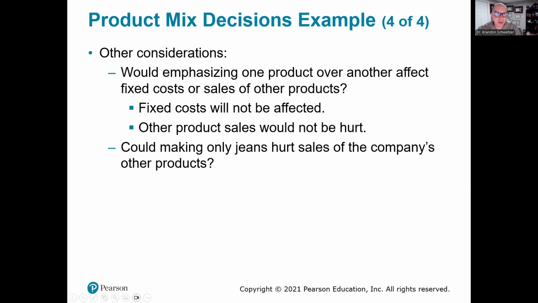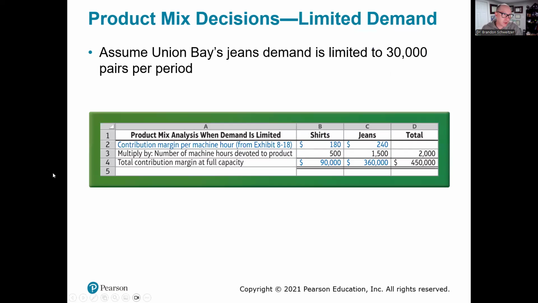Other considerations that would need to be involved in this decision: would emphasizing one product over another have an effect on sales of the other product? Maybe. Fixed costs will not typically be affected because fixed are fixed. They're distributed evenly anyway. Other product sales would probably not be hurt. So, could making only jeans hurt the sales of the company's other products? Well, maybe. There's a good chance of that, right?